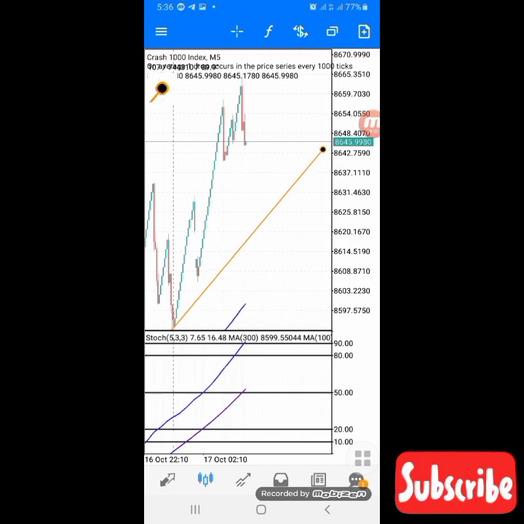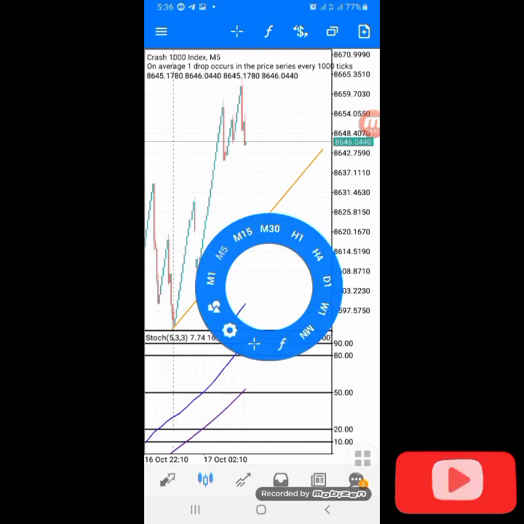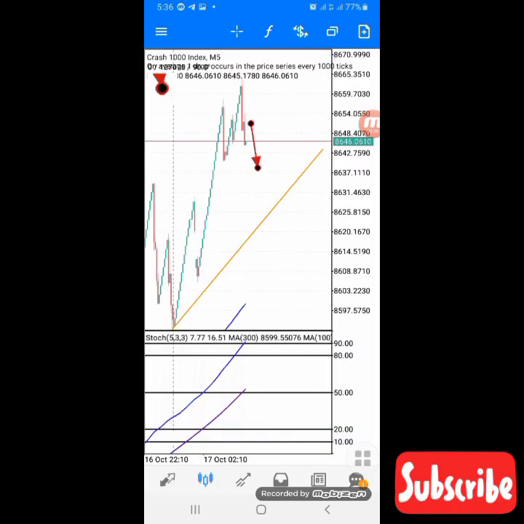Now this is a trend line I drew on 5 minutes. Okay, I would expect this market, this trend, to drop down to this trend line of mine, like this.